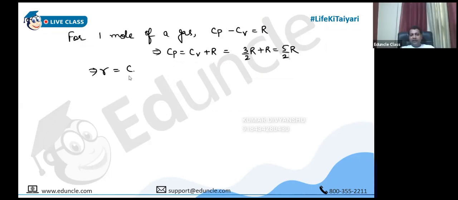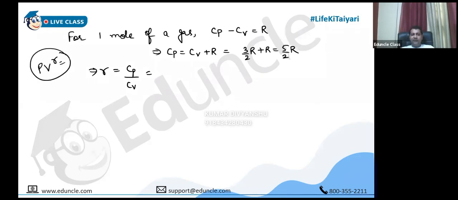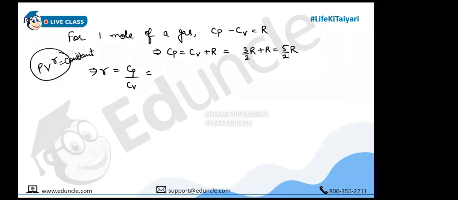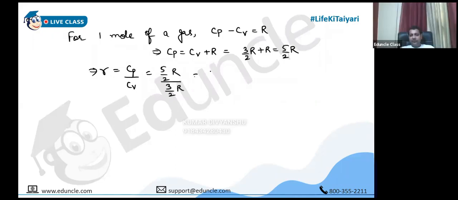And now we can define gamma, which is Cp by Cv, the adiabatic coefficient. The equation of an adiabatic process is P V to the power gamma equals constant. Remember? So gamma is Cp by Cv, which is 5 by 2 R divided by 3 by 2 R. It is 5 by 3. Clear? So you can see if we are able to find the degrees of freedom, we are able to find so many things: Cv, Cp, total energy, gamma.